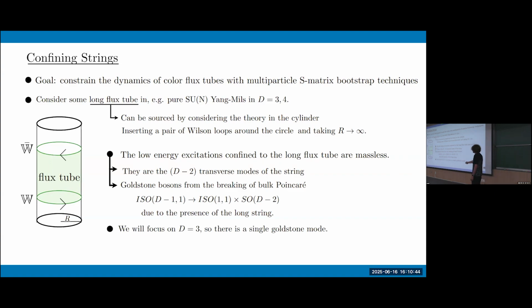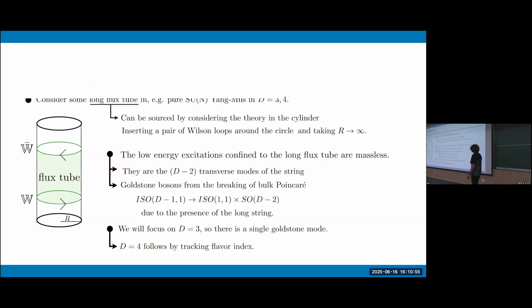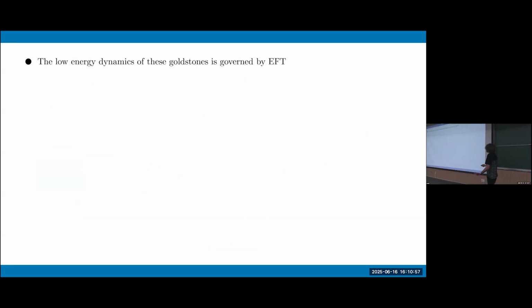Now we'll focus today on d equals 3, so there is a single Goldstone mode, but we could easily generalize everything to d equals 4 by tracking the flavor index of the pair of Goldstone modes in d equals 4. So we'll consider the dynamics of these Goldstone modes on the worldsheet, and this low energy dynamics is governed by the effective field theory.